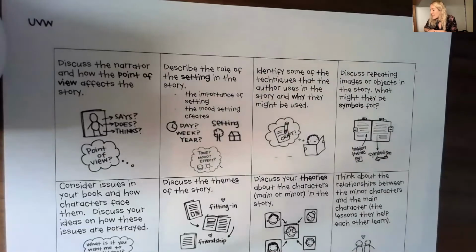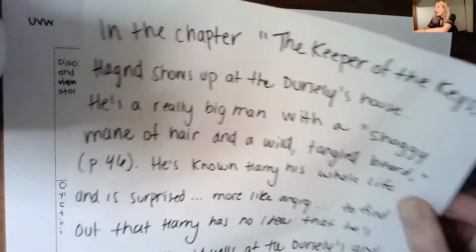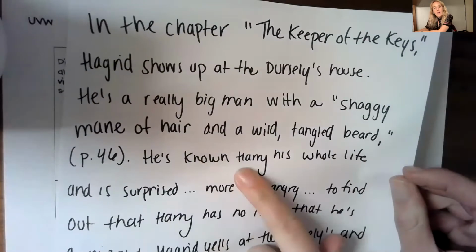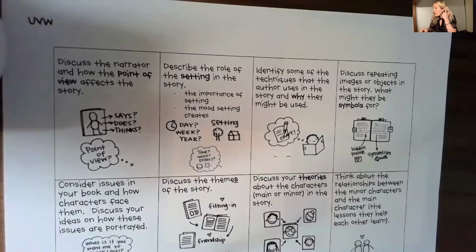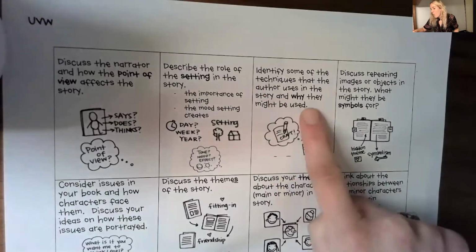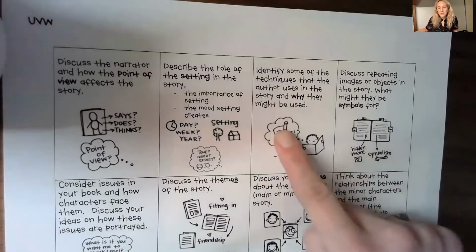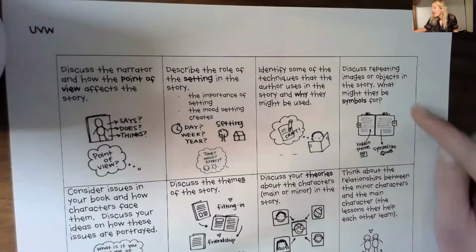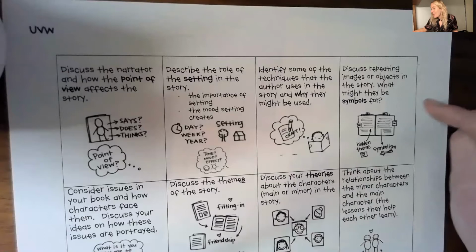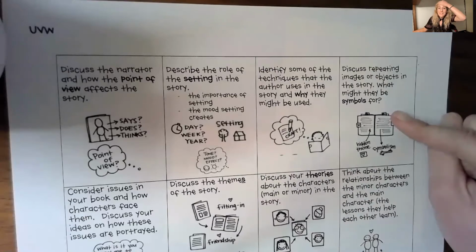Identify some of the techniques that the author uses in the story and why they might have used them. Oh, I gave a description, shaggy mane of hair and wild tangled beard, but I didn't say anything about why the author uses that and why it might be used or why it's important. Okay. Discuss repeating images or objects. Oh no, I'm realizing that there is an important object in this chapter. The letter from Hogwarts, I don't even mention it.